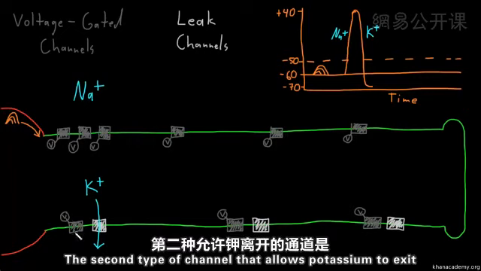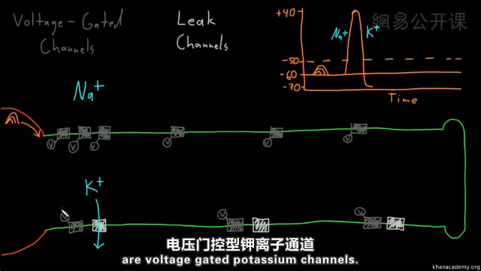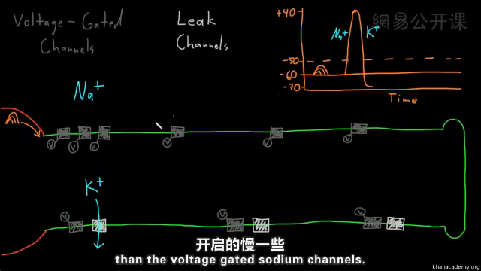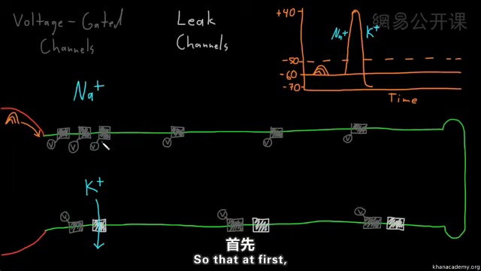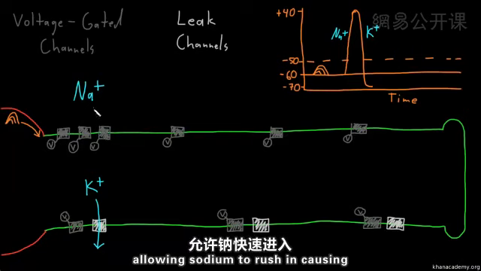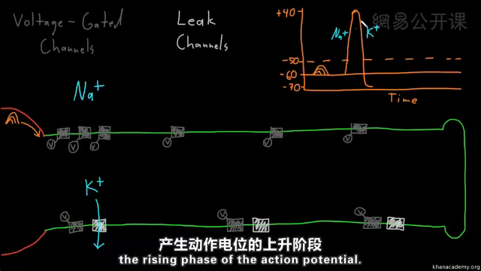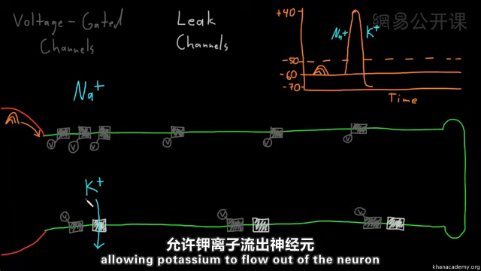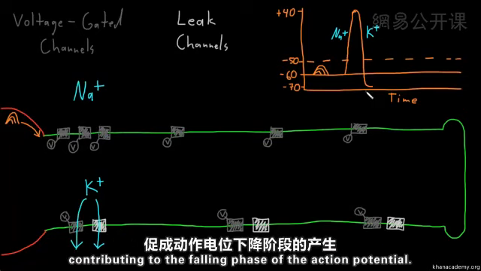The second type of channel that allows potassium to exit are voltage-gated potassium channels. These also open when the membrane potential crosses the threshold, but they're a little slower to open than the voltage-gated sodium channels. So first, all the voltage-gated sodium channels snap open, allowing sodium to rush in, causing the rising phase of the action potential, and then a little slower, the voltage-gated potassium channels open, allowing potassium to flow out of the neuron, contributing to the falling phase of the action potential.